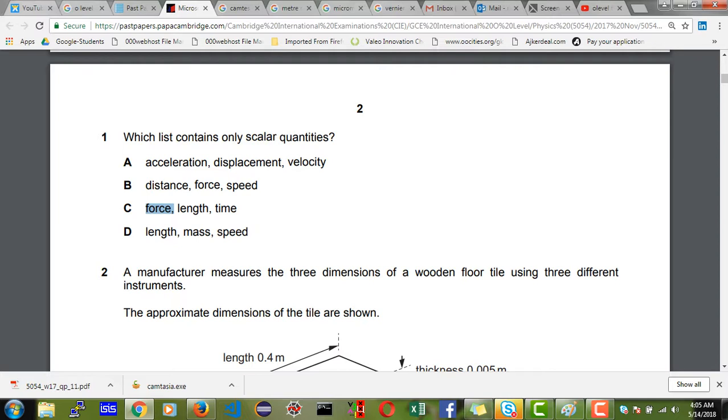Now let's go to the last part, that is length, mass and speed. Length has no direction, mass also has no direction, as well as speed. So all these are scalar quantities, so the answer must be D.